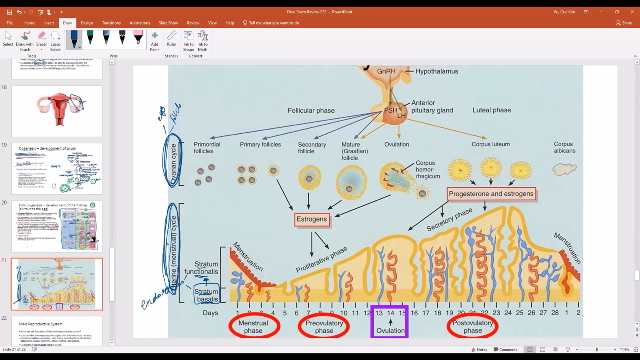So the uterine cycle has the following: the menstrual phase, the pre-ovulatory phase, then ovulation and the post-ovulatory phase, which is divided into the secretory phase and the luteal phase, which for some reason isn't written on here.